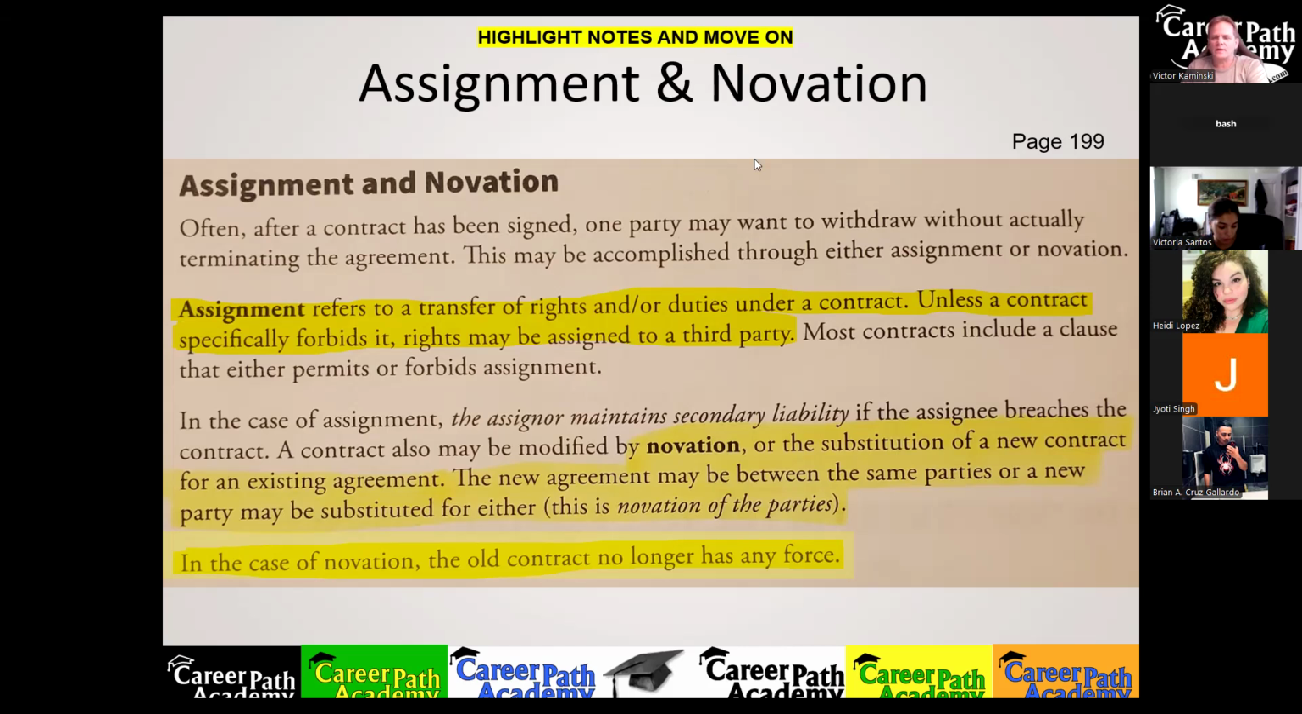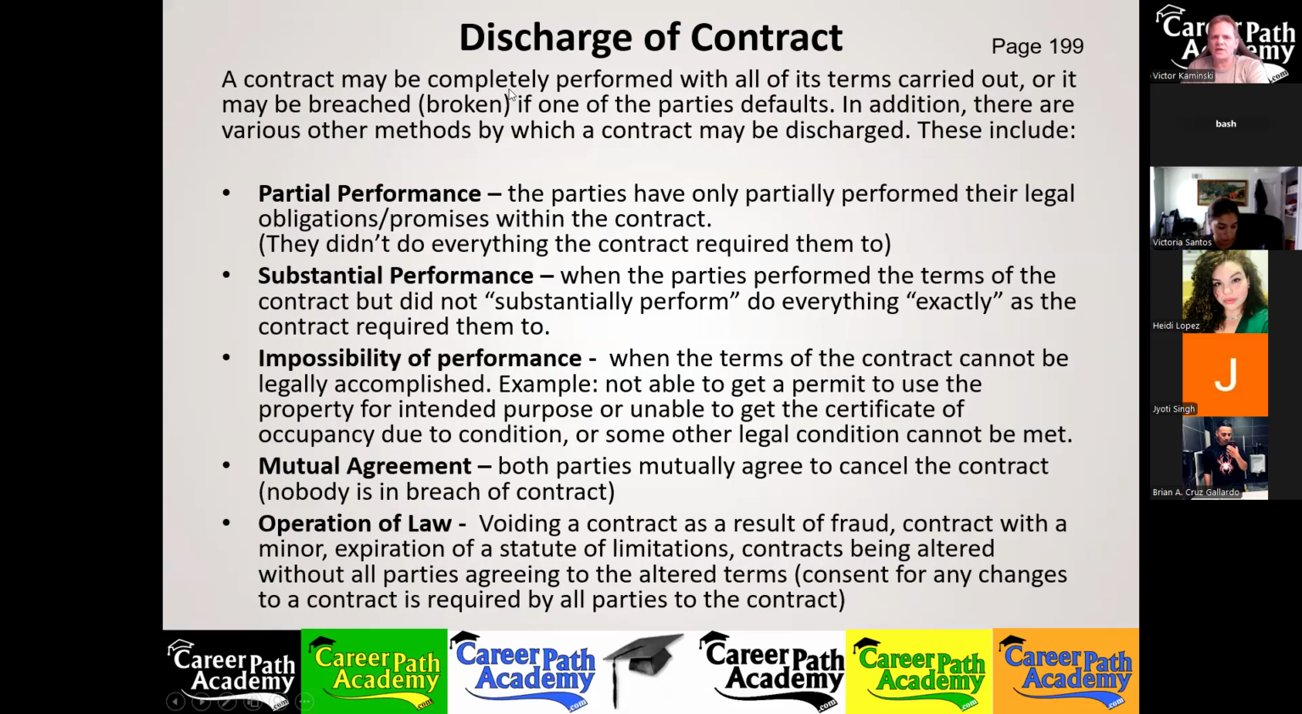Okay, so discharge of a contract. The contract can be completely performed with all of its terms carried out, or it can be breached. That means broken if one of the parties defaults. In addition, there are various other methods by which a contract may be discharged. And these are some of the ways that contracts can be discharged.